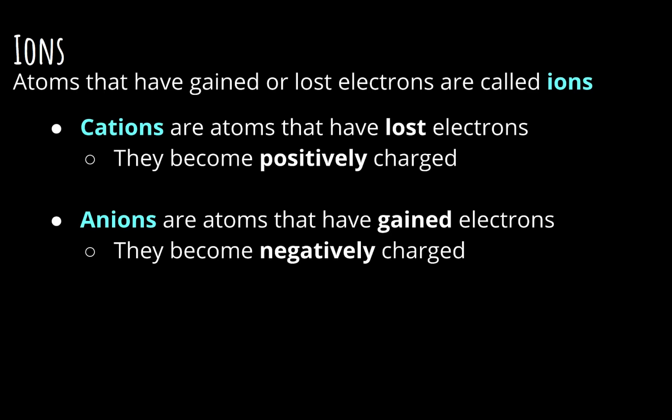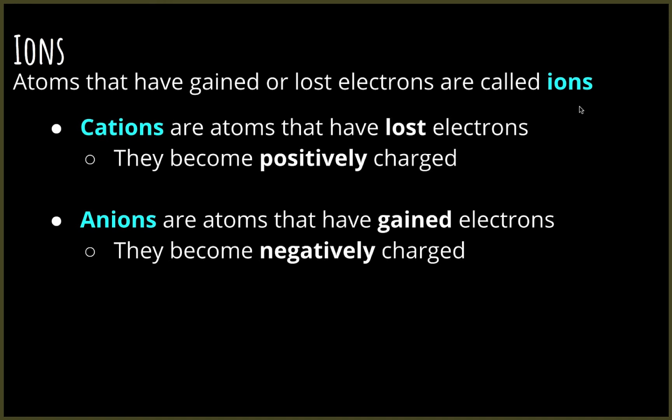Last thing we're going to look at today are ions. When atoms gain or lose electrons, they become ions. Cations are atoms that have lost electrons and they become positively charged. Anions are atoms that have gained electrons and they become negatively charged. So one way to remember that is that cations has a plus in it. So this has a plus sign in it. And then anions, you can think of a negative ion. So cations become positive, anions become negative.